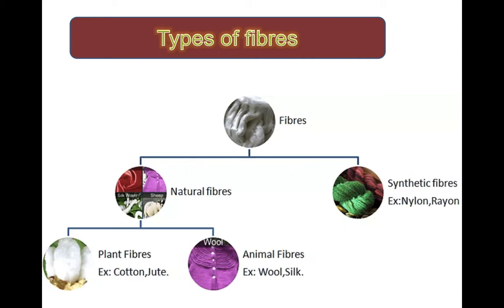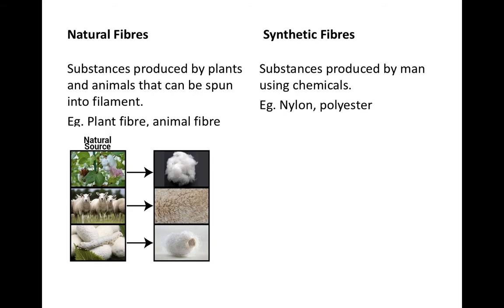Natural fibers are the materials obtained from plants and animals. The fibers which are obtained from plants and animals, you call them natural fibers. For example, plant fiber and animal fiber. What are synthetic fibers? Synthetic fibers are the man-made fibers, the materials produced by man using some chemicals. You call them synthetic fibers. For example, nylon, polyester, etc.